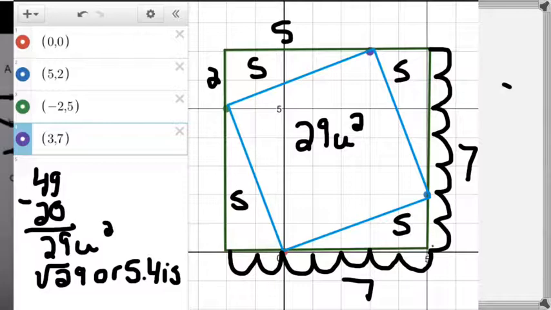I base that on 5 times 5 is 25, and 6 times 6 is 36, and 29 is closer to 25 than it is to 36. So I don't think it's 5.5 or more than 5.5. It's going to be a little less than half.